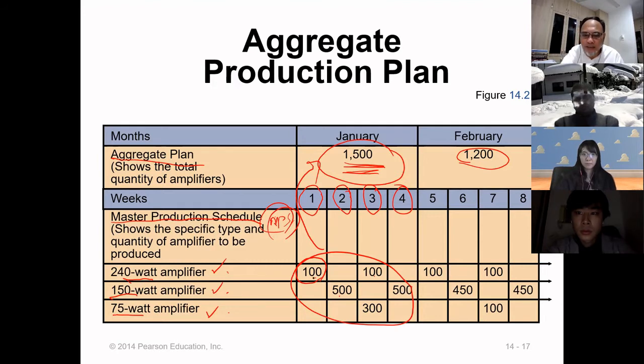We're going to break this down and ask, how are you going to produce this 100? Because this 100 depends on many other parts. You understand? This 100 amplifiers depends on different components that are built up into the product. So at the end of the day, our objective is to come up with the materials requirements planning.